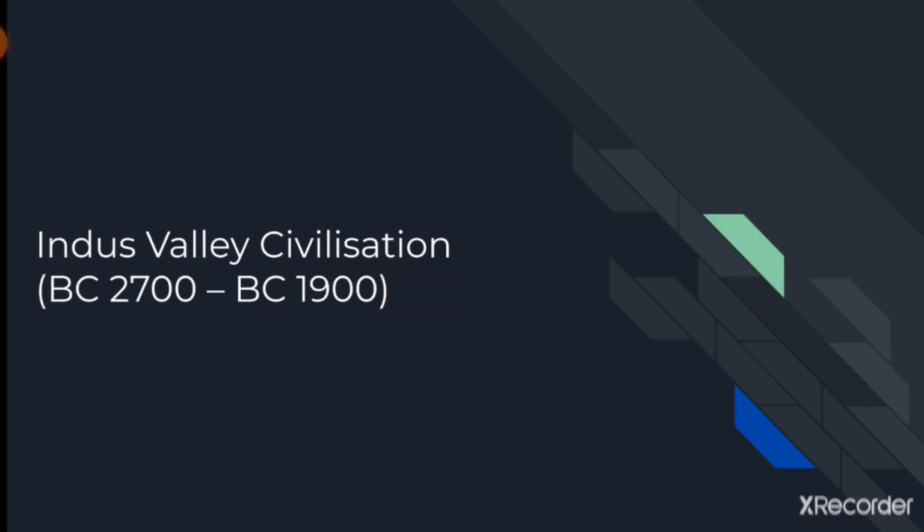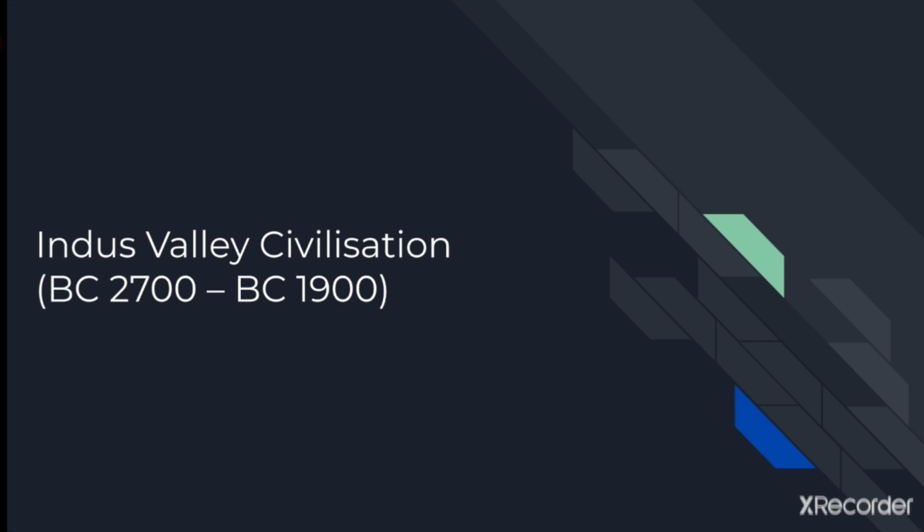Now comes the Indus Valley civilization. It was one of the first civilizations in India. It reigned from 2700 BC to 1900 BC. It is also called the Harappan civilization. It was a Bronze Age civilization in the northwest region of South Asia. It started to decline in 1900 BC and disappeared around 1400 BC.